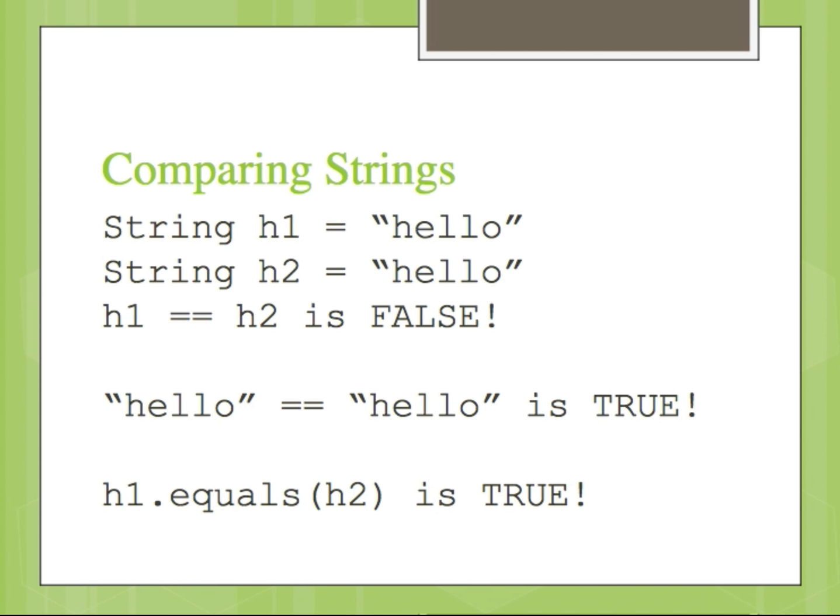Instead, if you've got two exact strings, such as in here, String h1 = "hello" and String h2 = "hello", and you try comparing them with the equals operator, it will be false because the objects are not the same. Instead, what you would have to do is h1.equals(h2), using the equals function. That will return true because that compares the actual content of the strings.